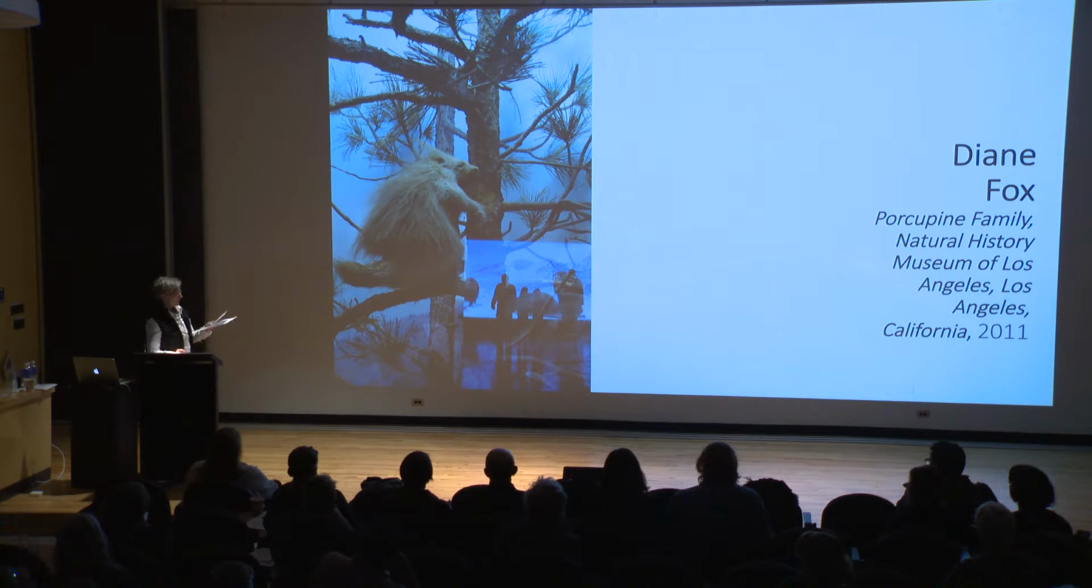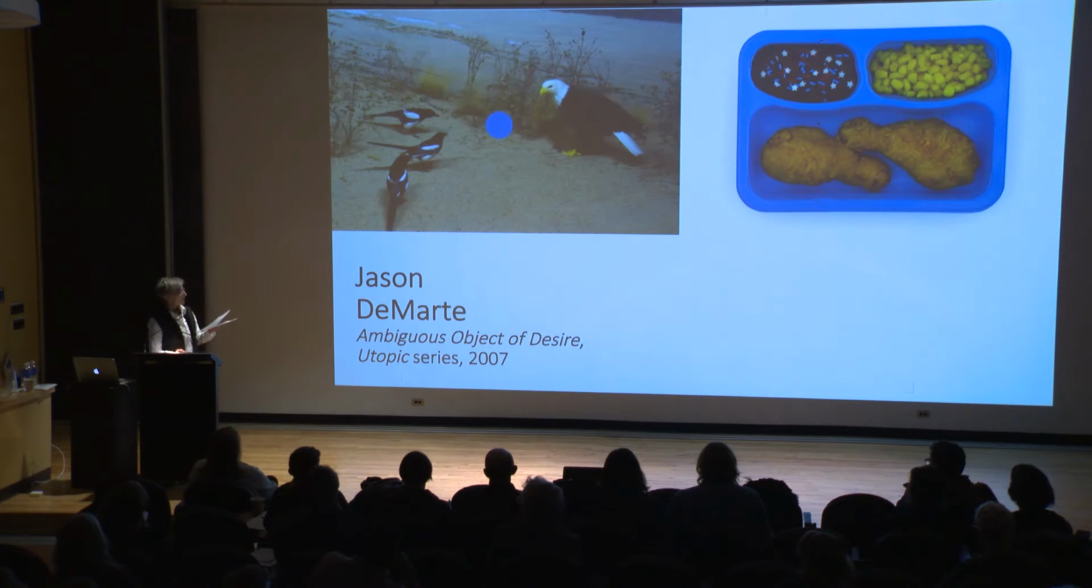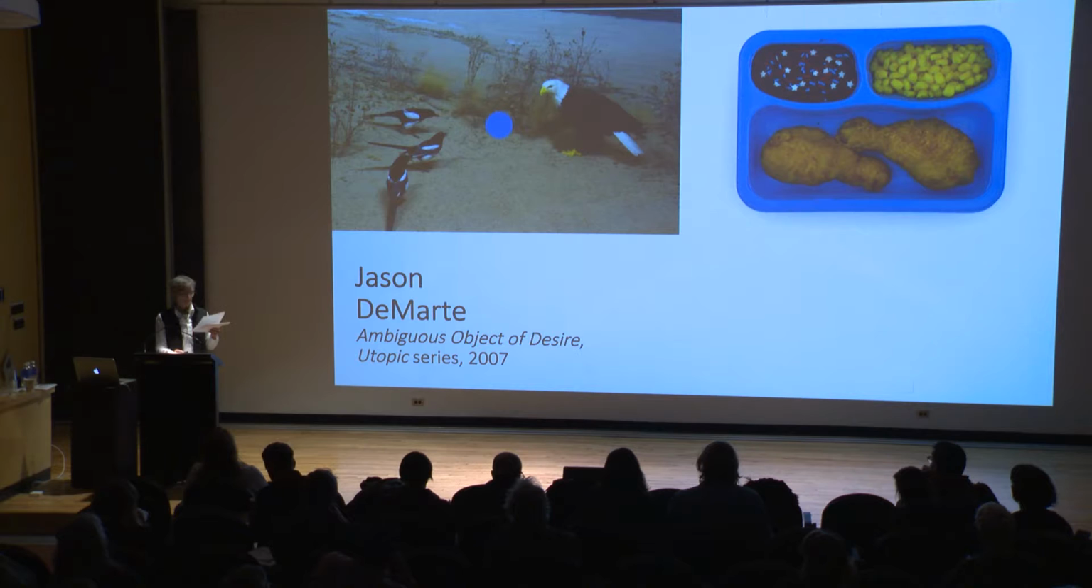In the spirit of one good signification begetting another, Jason DeMart's photographs of cropped diorama scenes, contrasted with or incorporating elements referencing commodity culture, emphasize the consuming gaze that filters our view of the natural world. DeMart's image, Ambiguous Object of Desire, along with other works from his Utopic series, demonstrates his keen understanding of the complex and competing registers of the consuming gaze.